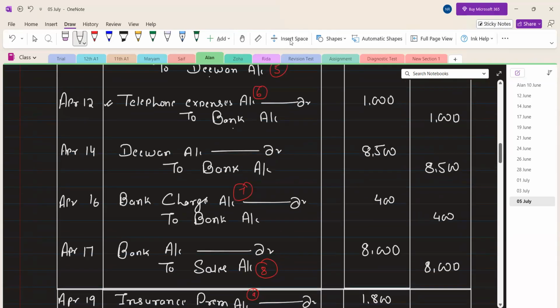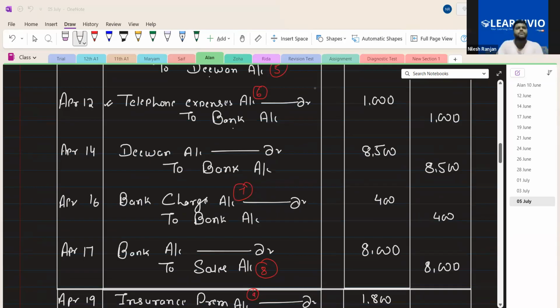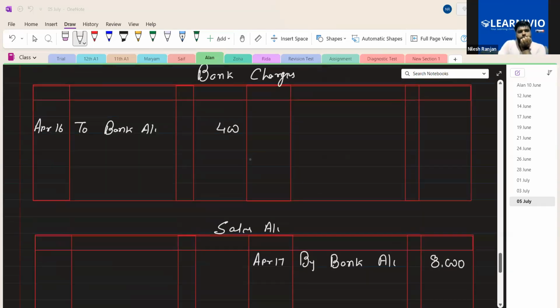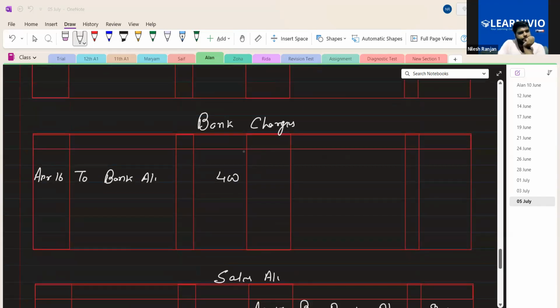Sir, so we'll have bank charges account also. Yes, I have created here bank charge. I have just written in it.